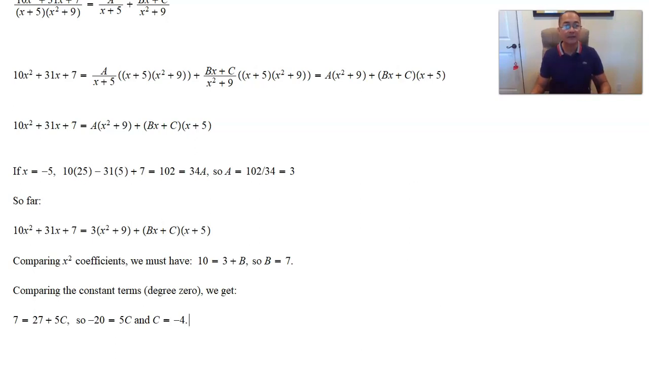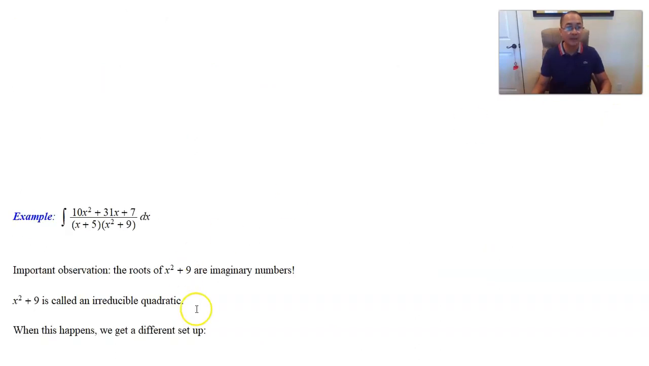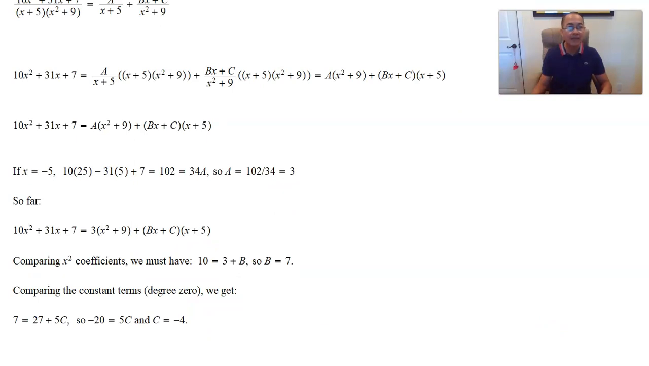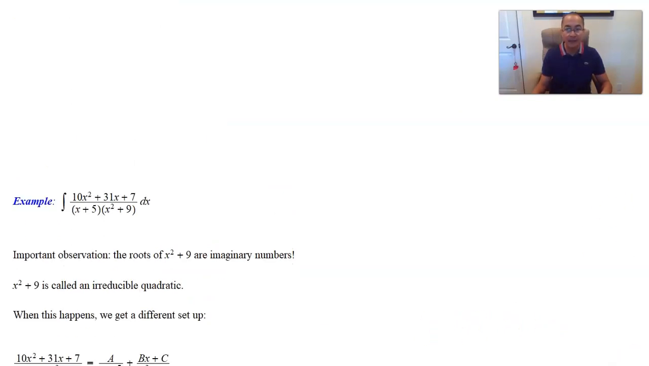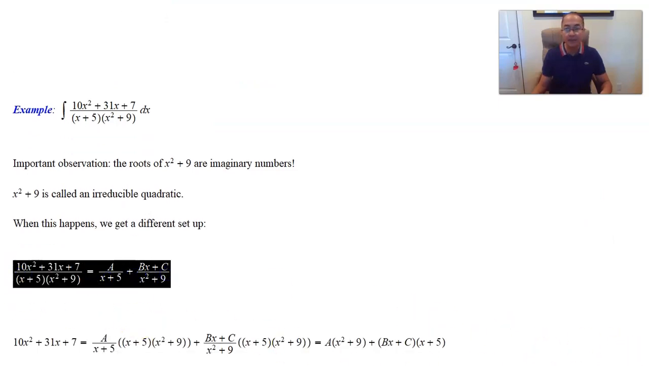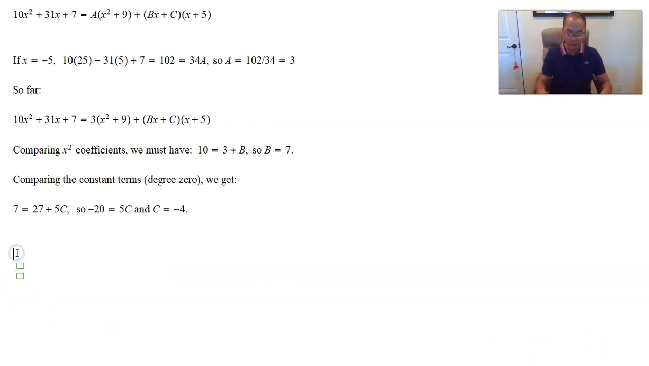Yay! All right, so that gives us a, b, and c. Awesome. So let's go back to where we started. There we go. So we have this decomposition, and we know A, B, and C. A is 3, and B is 7, and C is -4.